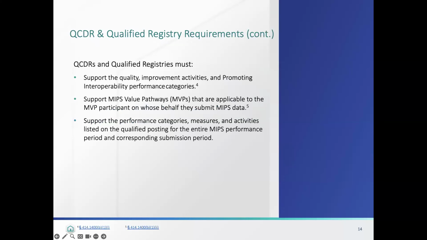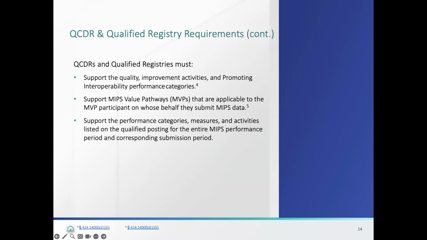QCDRs and qualified registries must support the quality, improvement activities, and promoting interoperability performance categories. QCDRs and qualified registries may be excepted from this requirement for promoting interoperability if its MIPS eligible clinicians, groups, and virtual groups are eligible for reweighting. They must support MVPs that are applicable to the MVP participant on whose behalf they submit MIPS data. QCDRs and qualified registries may also support the APP.